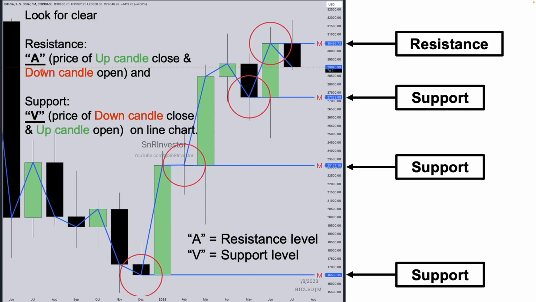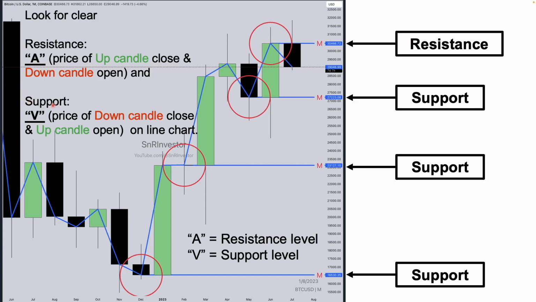So first we want to look for the resistance, which will form a price of an up candle close and a price of the down candle open. So here you can see that there's an A on the line chart, and this is a resistance.